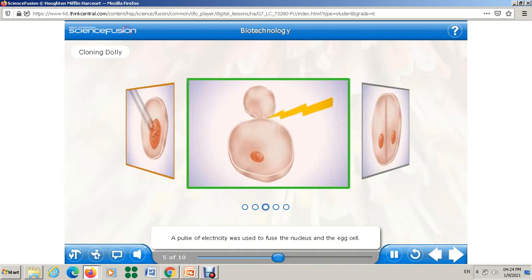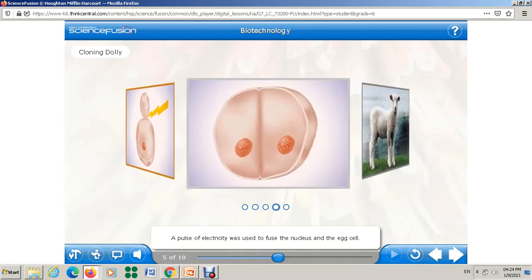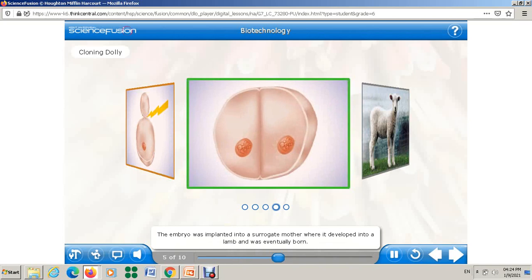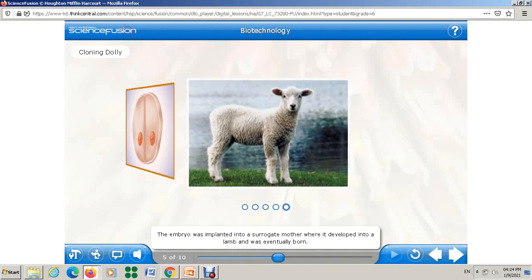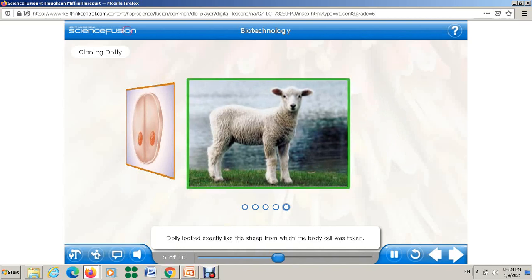A pulse of electricity was used to fuse the nucleus and the egg cell. As the fused cell divided, it developed into an embryo. The embryo was implanted into a surrogate mother where it developed into a lamb and was eventually born. Dolly looked exactly like the sheep from which the body cell was taken. Their genetic codes were identical.